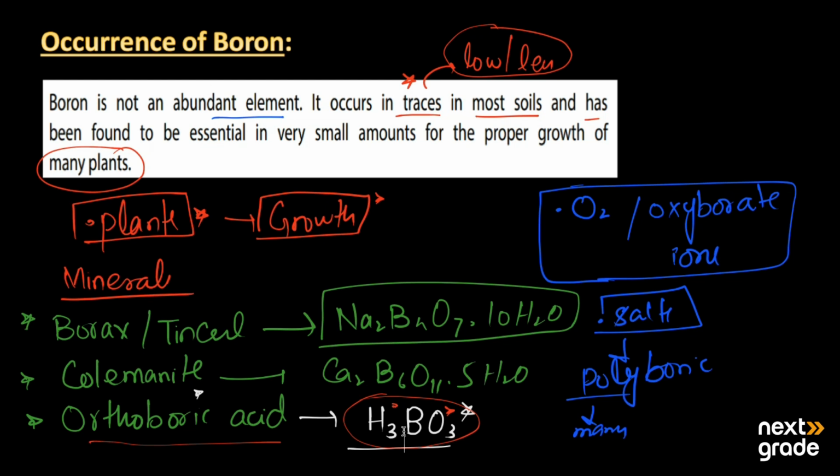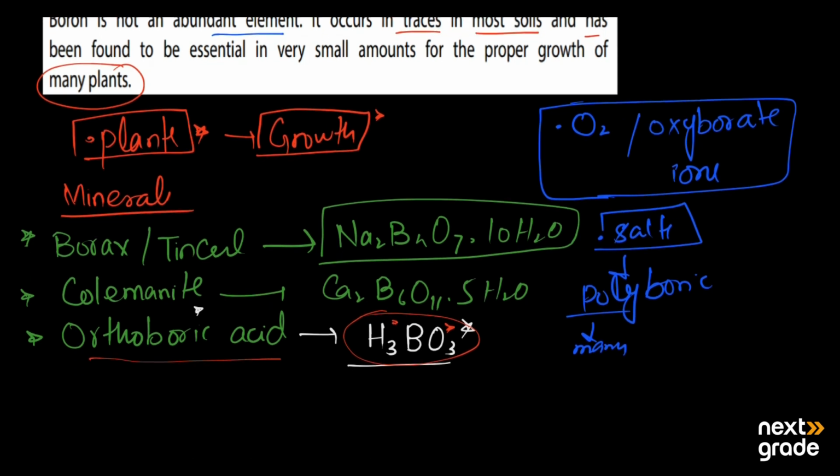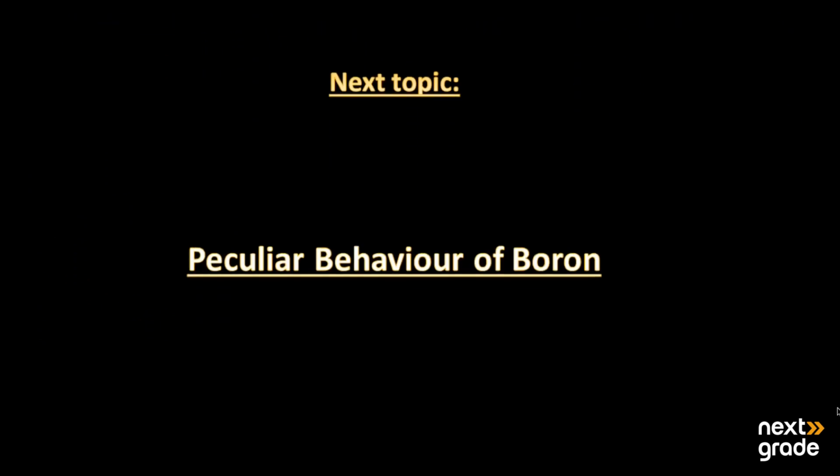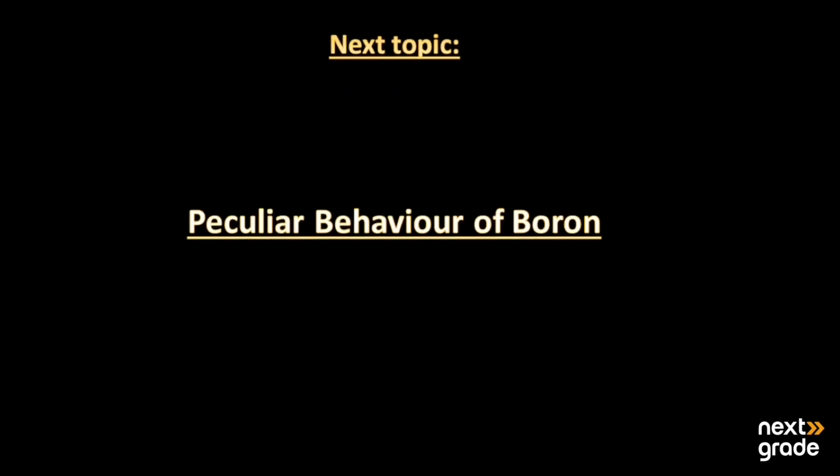I hope you understand, and if you have any queries, you may ask me in the comment section. The next topic that we will discuss is the peculiar behavior of boron, as it is the first element, and how it can be differentiated from the other elements in the same group.